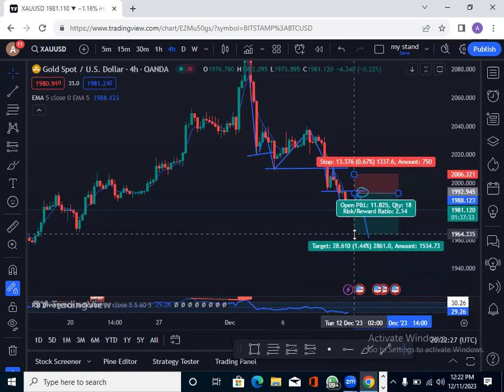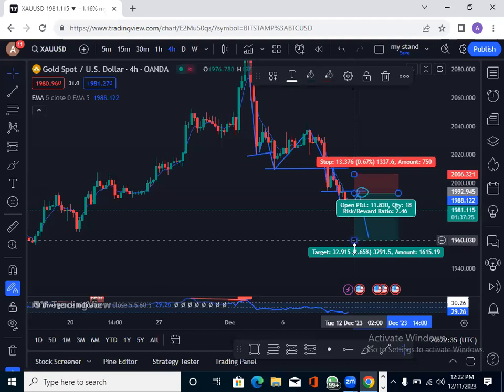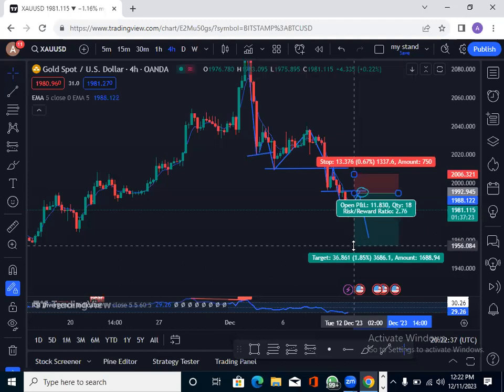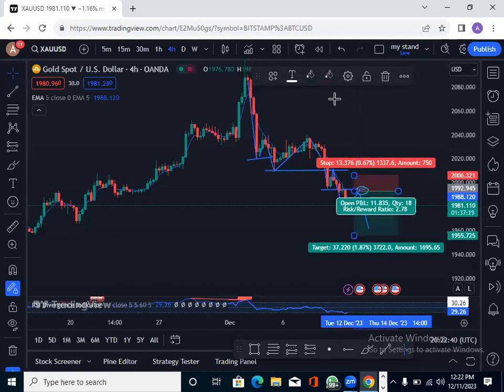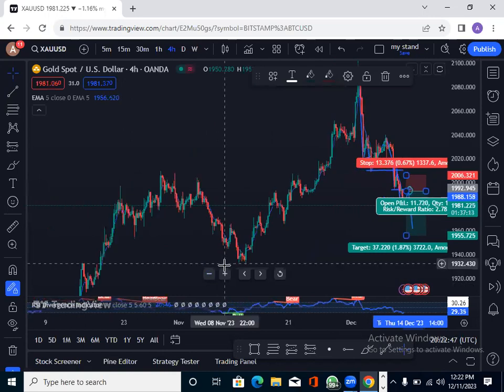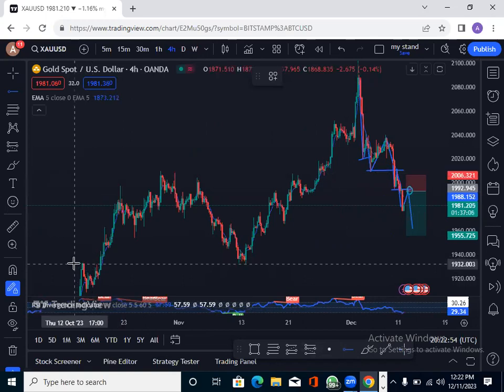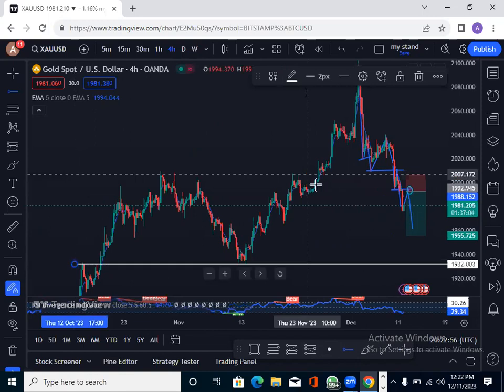So we're expecting this market to get to this zone, 1965 to 1966, 1960. Okay? Anything below this, that means the market is going to the next support and resistance, which should be around here, around this zone of 1932. All right? So have it at the back of your mind.